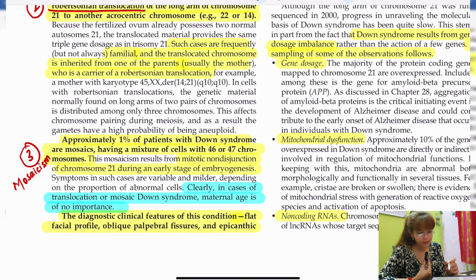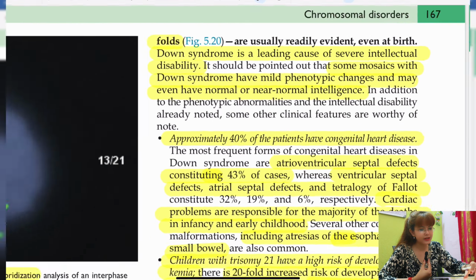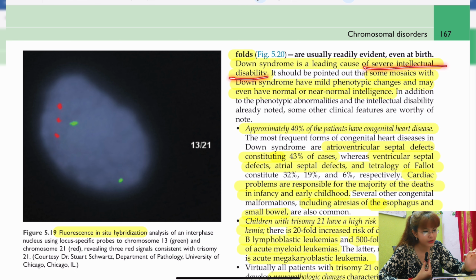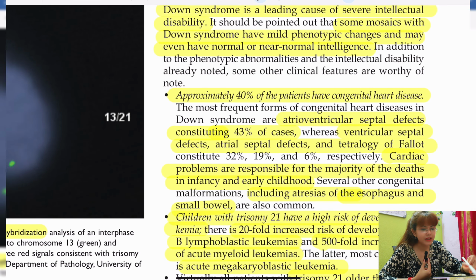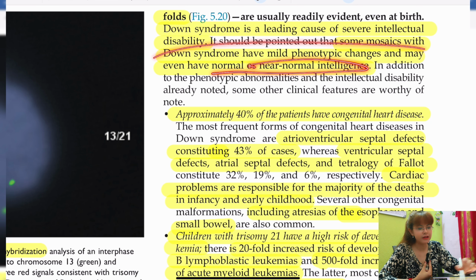That is most common. Diagnostic features are flat facial profile, oblique palpebral fissures, epicanthic folds, and it's the leading cause of severe intellectual disability. However, there are some patients: if the Down syndrome is because of mosaicism, then the patients do not have much intellectual disability. Very important point. If mosaicism is the mechanism for this Down syndrome, then the patients will not have this kind of severe intellectual disability. The patients will have normal or near normal intelligence. Again, a very important point.